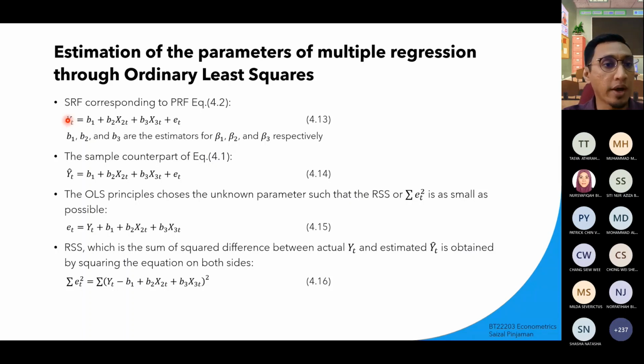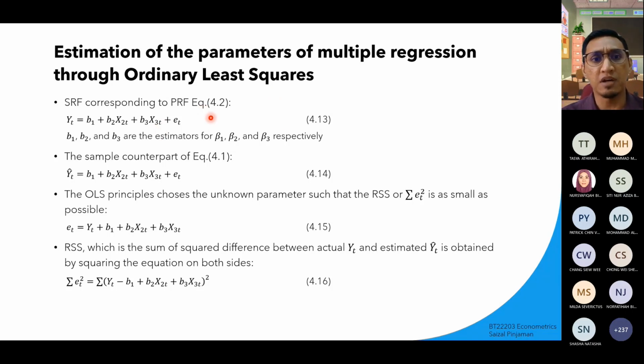So here we have y, the dependent variable, equals b1, an estimator for beta 1, plus b2x2, where b2 is the estimator for beta 2, plus b3x3, where b3 is the estimator. That's why, apart from calling them coefficients, we can also call them estimators, because coefficient usually refers to the population. Then x3 plus the residual.